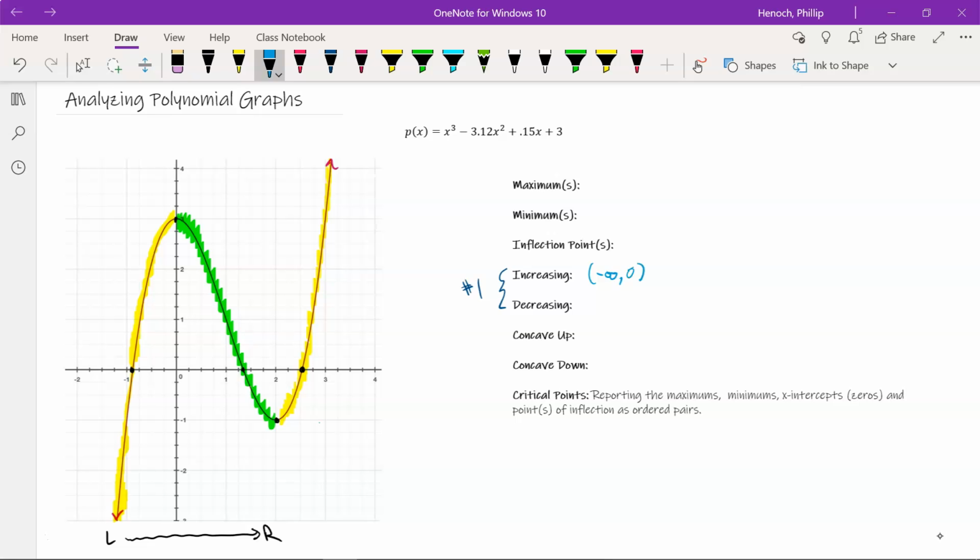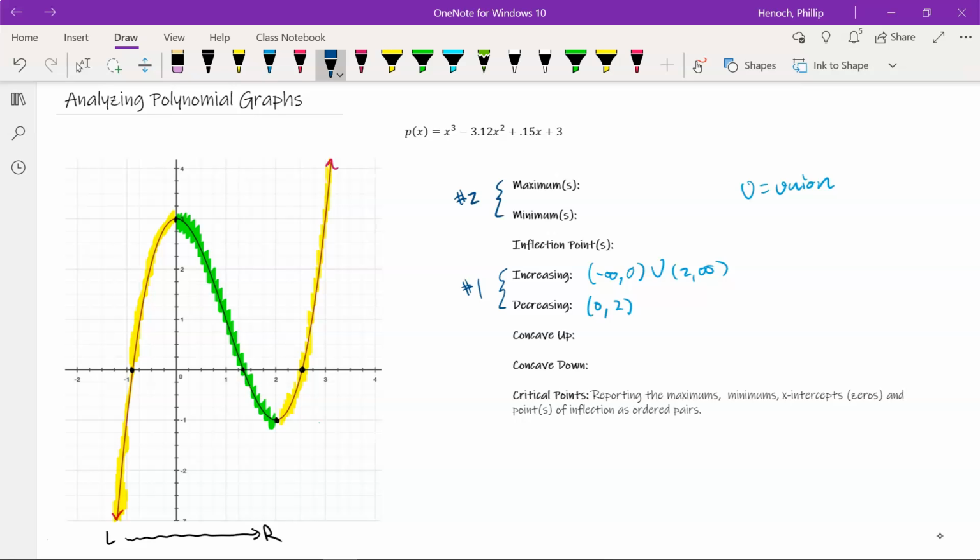Now we keep it as parentheses because that 0 is being shared by something else. And then it's also increasing from 2 to infinity. And then whenever we have two interval notations that we need to include, we combine them with the mathematical symbol for conjunction, the U. U stands for union. So whenever we have to combine two intervals, we use the U. Now the decreasing behavior starts at 0 and it goes to 2. Again, we're using parentheses. We're not using the square brackets.